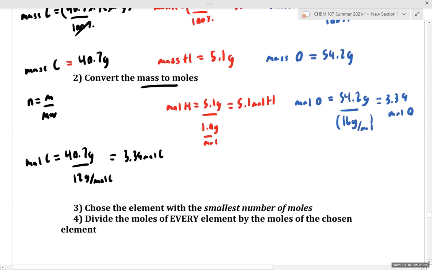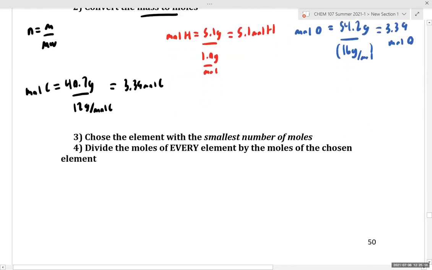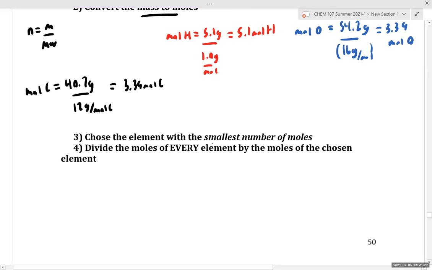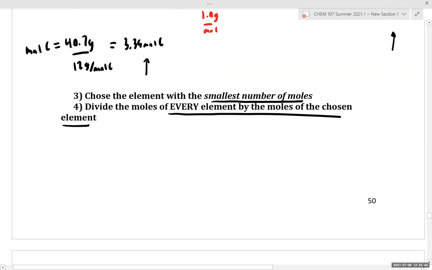Okay, yes. So now that we have the moles of each element, we generally want to choose the element with the smallest number of moles and divide the moles of every element by the moles of the chosen element. Okay, so in this case, we have a tie between carbon and oxygen. So we're just going to arbitrarily pick carbon.